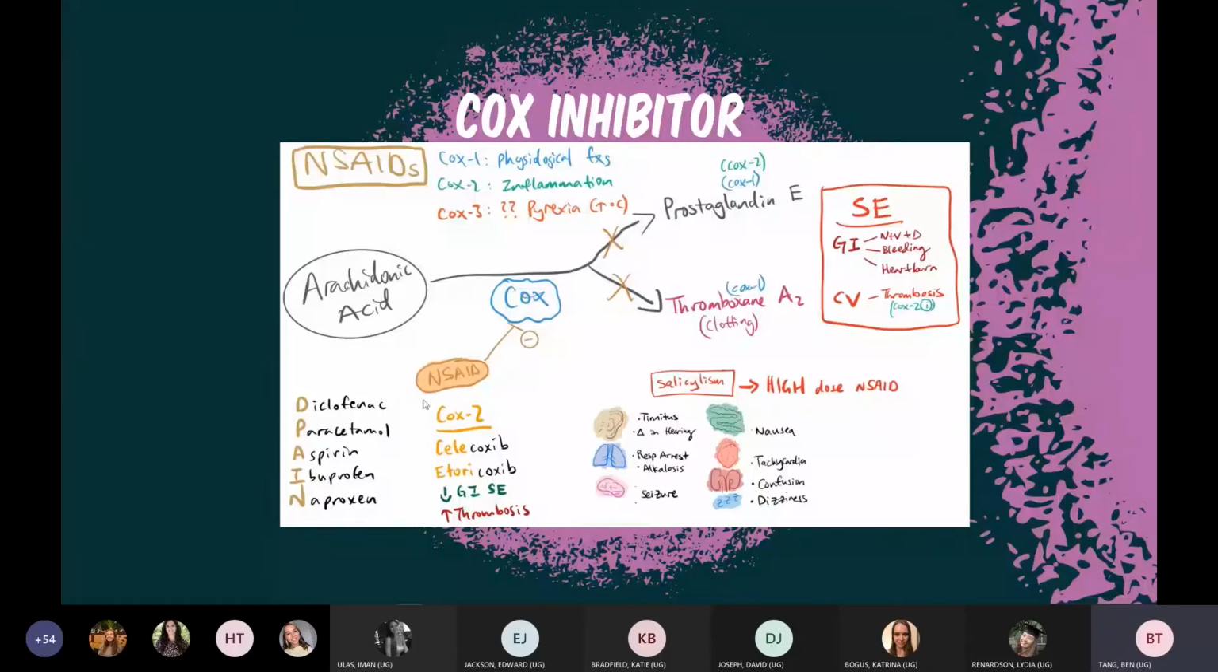What we have over here on the side are COX-2 selective NSAIDs, so celecoxib and etoricoxib. How I try and remember this is just a celebrity story, right? Celebrity story. They're more beneficial in that they reduce the GI side effects, but they increase the risk of thrombosis.